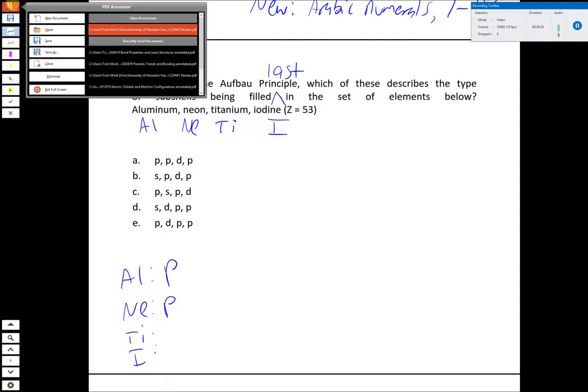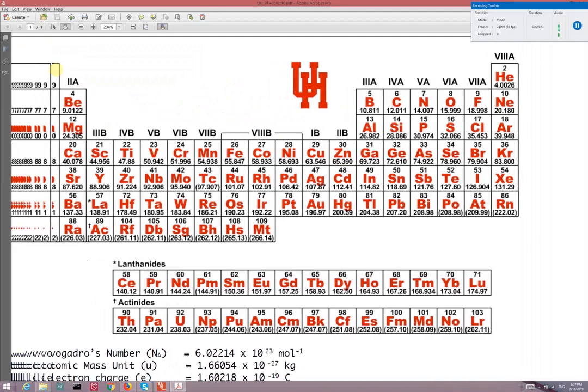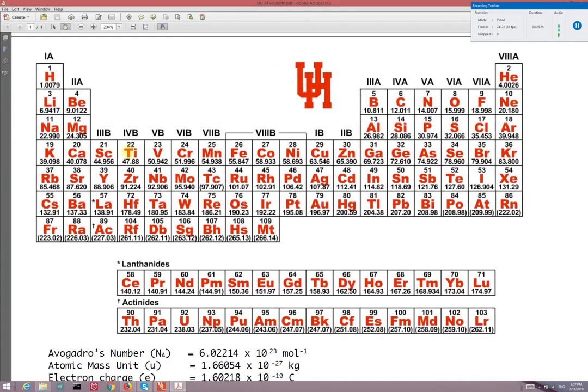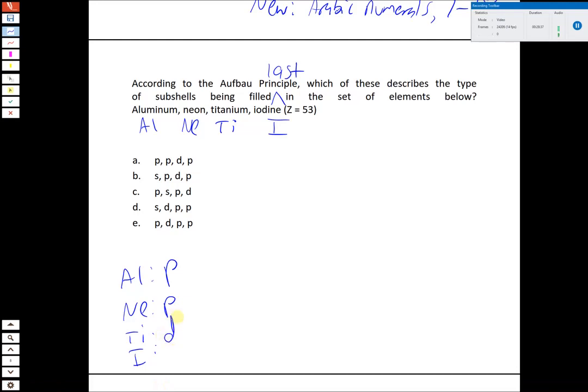Titanium, which is Ti, is here in this middle section of the periodic table. So the last electrons that go into titanium, we have argon as the core. This would be the fourth row, so it's going to be 4s1, 4s2, and then we go 3d1, 3d2. So the last subshell filled in titanium is 3d, or more simply a d subshell.